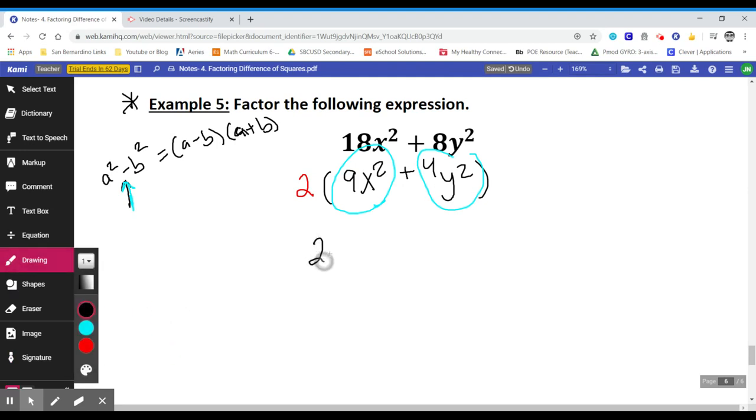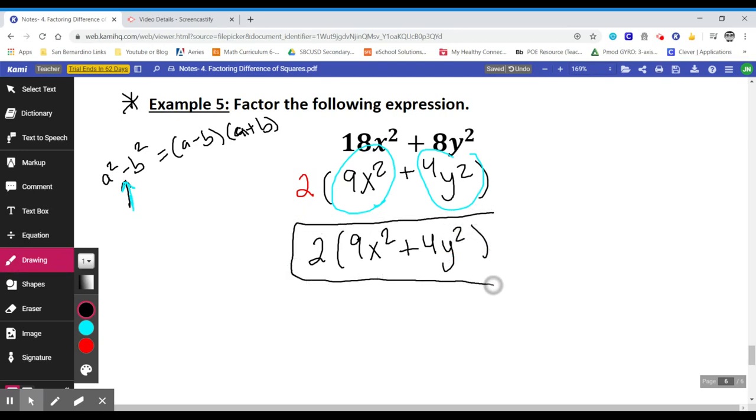So don't get tricked if they put a plus between it. If you can't do it, you can't do it. That means less work for you. So you're actually done right here. So the final answer for this would be, the most you can factor out is a 2. And the final answer is 2 multiplied by 9x squared plus 4y squared.